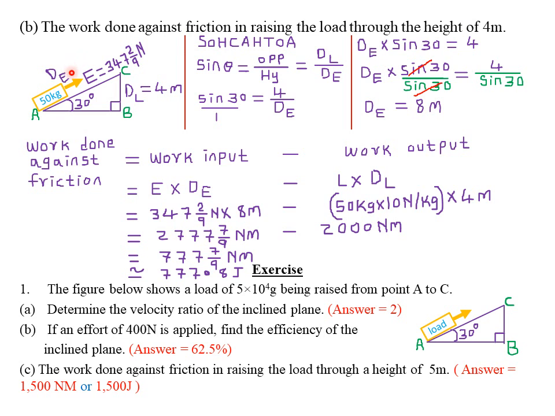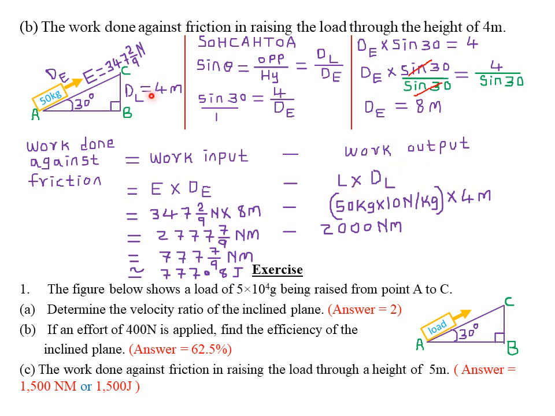So now once we have all the values, we can easily compute whatever we want. Work done against friction is simply the difference between the work input and the work output. Work input is the effort times the effort distance. So the effort, we have calculated it as 347 whole number 2/9 Newton, times the effort distance, we have found it as 8 meters. Then we subtract the work output, which is equal to load times the load distance.